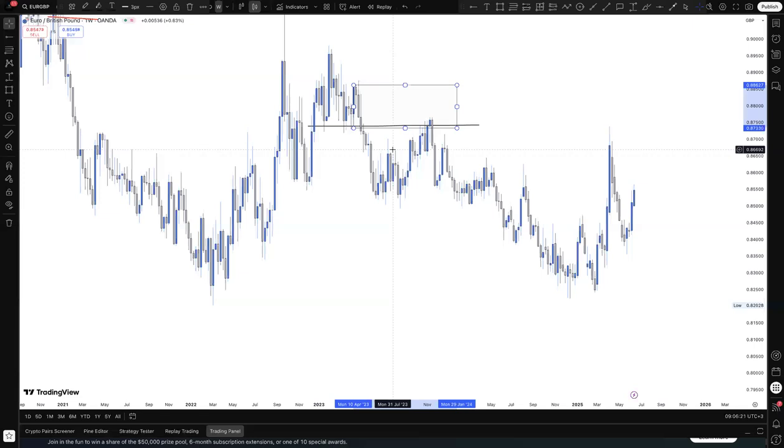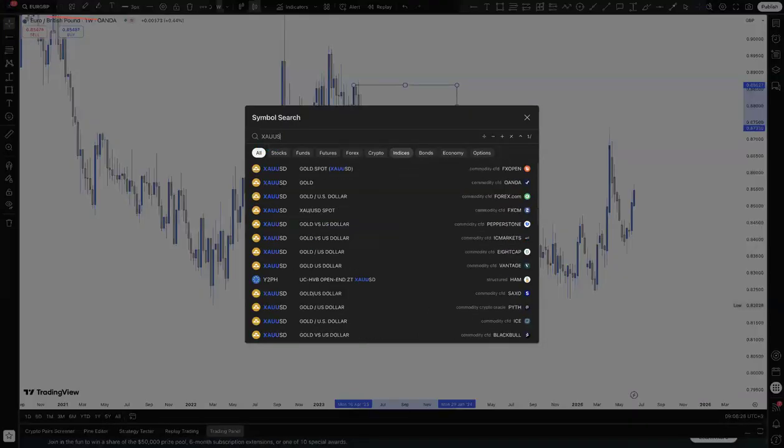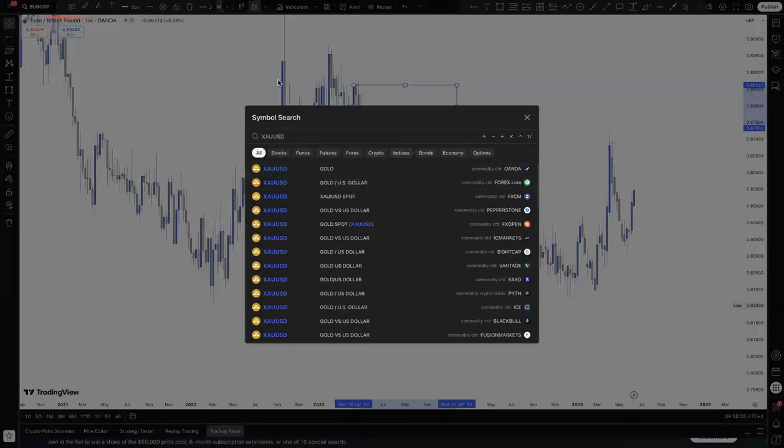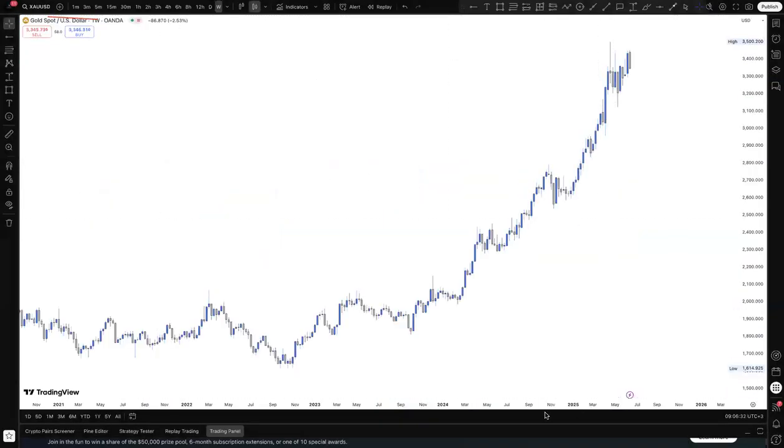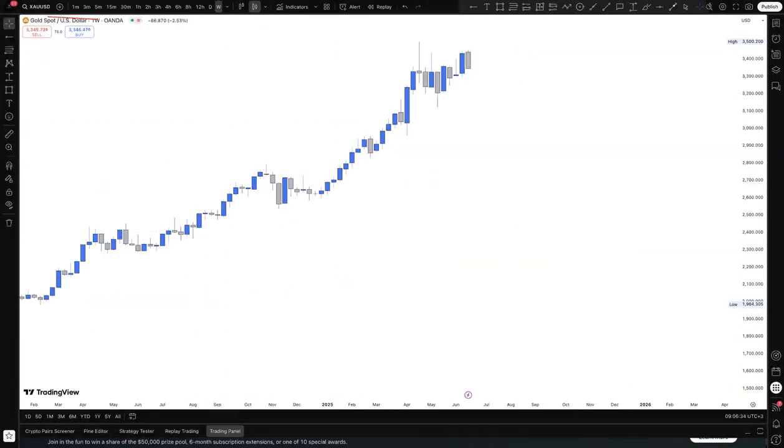So we can see that happening and price drops. Even on gold, we have the most beloved pair by majority. Gold is also the most beloved pair by majority. We have it of recent.